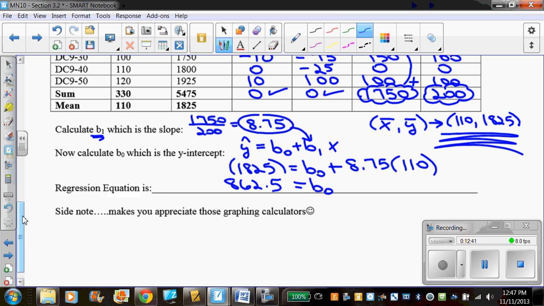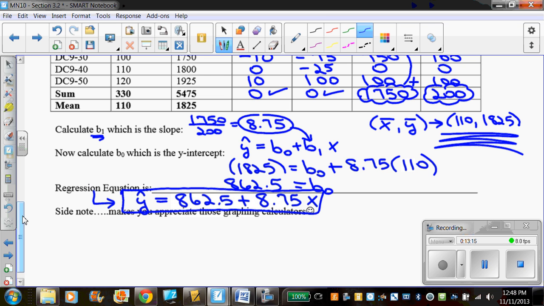So our regression equation, folks, is y hat, which is our dependent variable, in this case money cost per hour, equals my y-intercept, our starting point, 862.5, plus our slope of 8.75 times x, which is the number of seats. If you were to put this in your graphing calculator and do a least squares regression line on this, this is what it will give you.